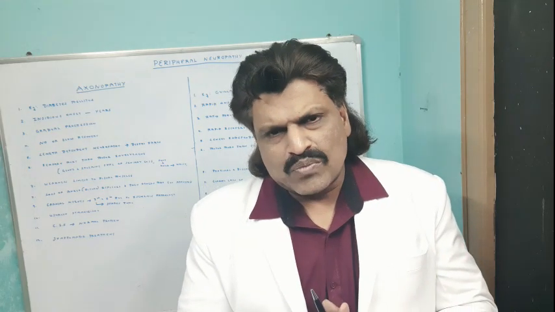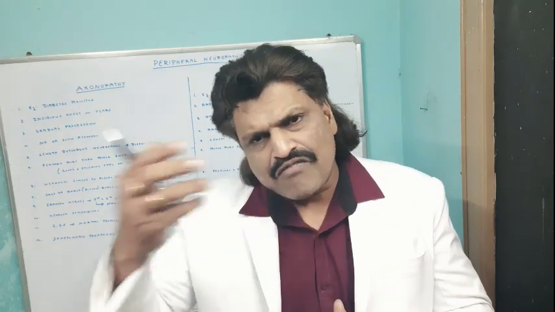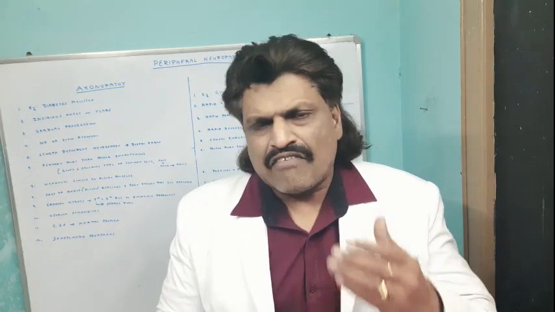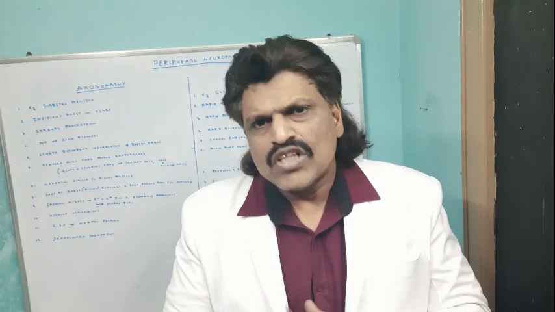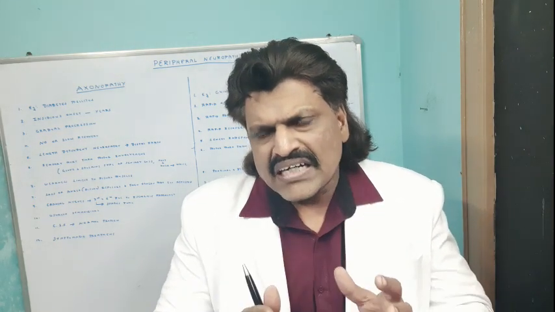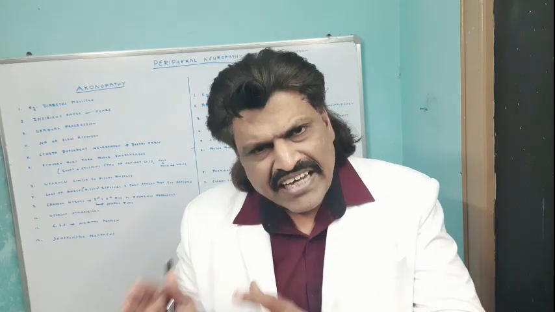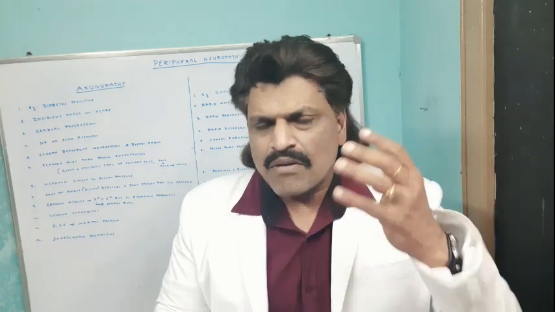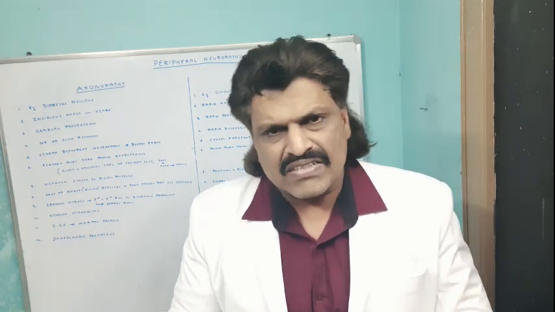What is a peripheral nerve and what is peripheral neuropathy? The peripheral nerves are the nerves which are away from the brain and the spinal cord. The first and second cranial nerves are extensions of the brain. So the third, fourth, fifth, sixth, seventh, eighth, ninth, tenth, eleventh, twelfth cranial nerves are peripheral nerves, because the first and second are extensions of the brain and central nervous system.